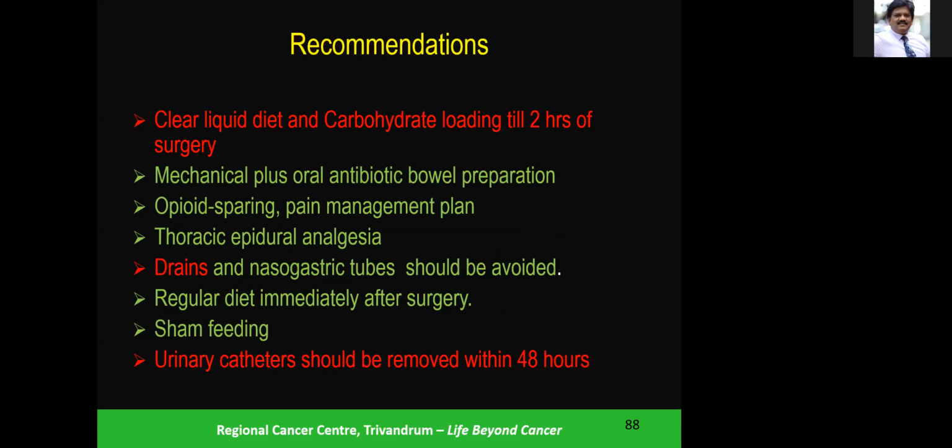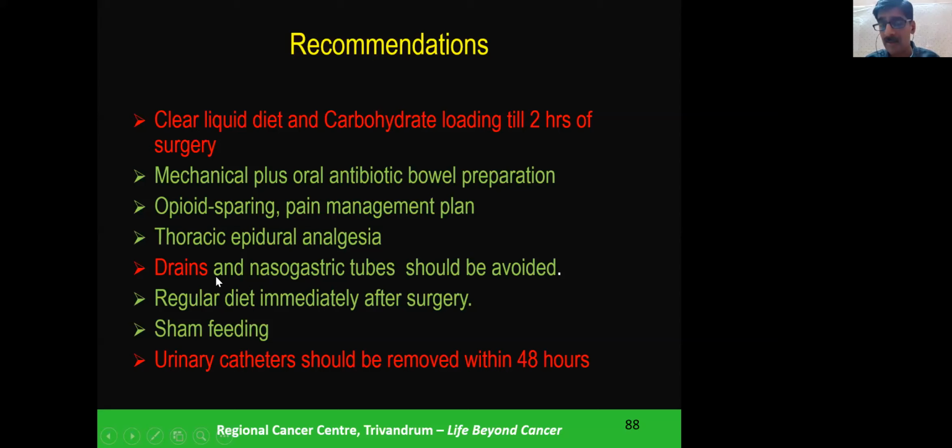Yeah, these are the ERAS recommendations. Okay, now I put something in green and something in red. But if you look at it very critically, you can see that all the green ones we are already doing. Like opioid sparing, mechanical plus oral bowel preparation is accepted because I don't think laparoscopic surgeons would be happy doing without a preparation. Opioid sparing, thoracic epidural anesthesia, regular diet immediately after surgery, sham feeding, etc. The only three things which become difficult, at least in our scenario, is avoiding drains in rectal cancer surgery, which I find it a bit difficult to do.